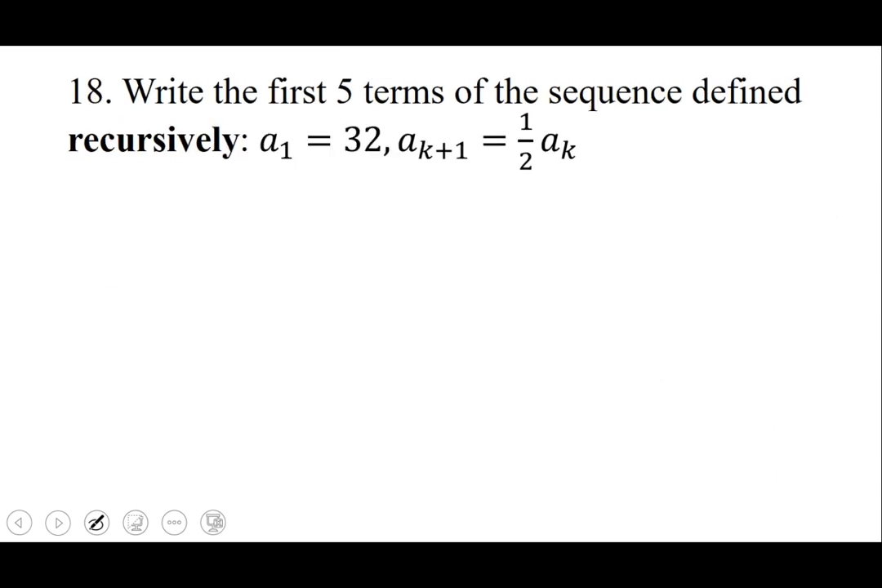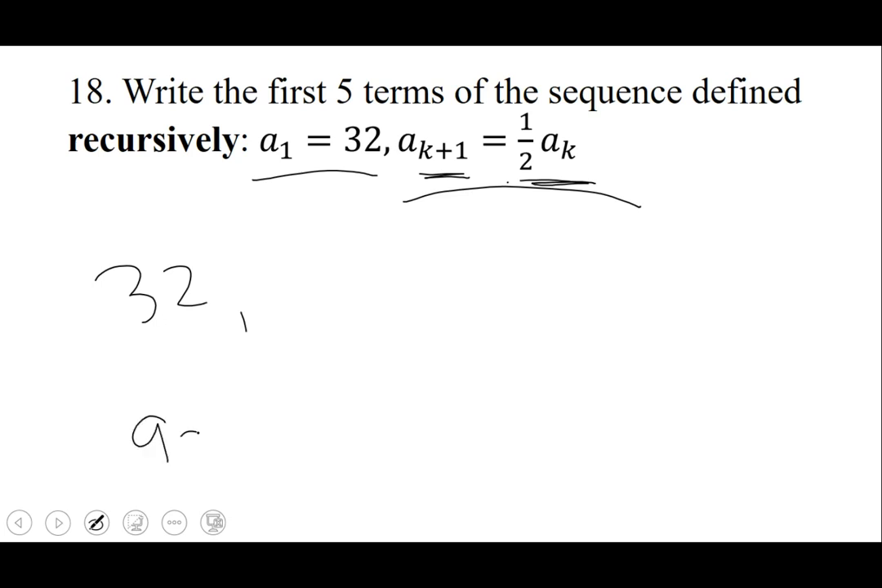Another example here, they're telling you that the first term is 32, and then they're telling you that the relationship between any term, in this case k plus 1, is always equal to 1/2 of the term that directly precedes it. So they're telling you that the first term is equal to 32.